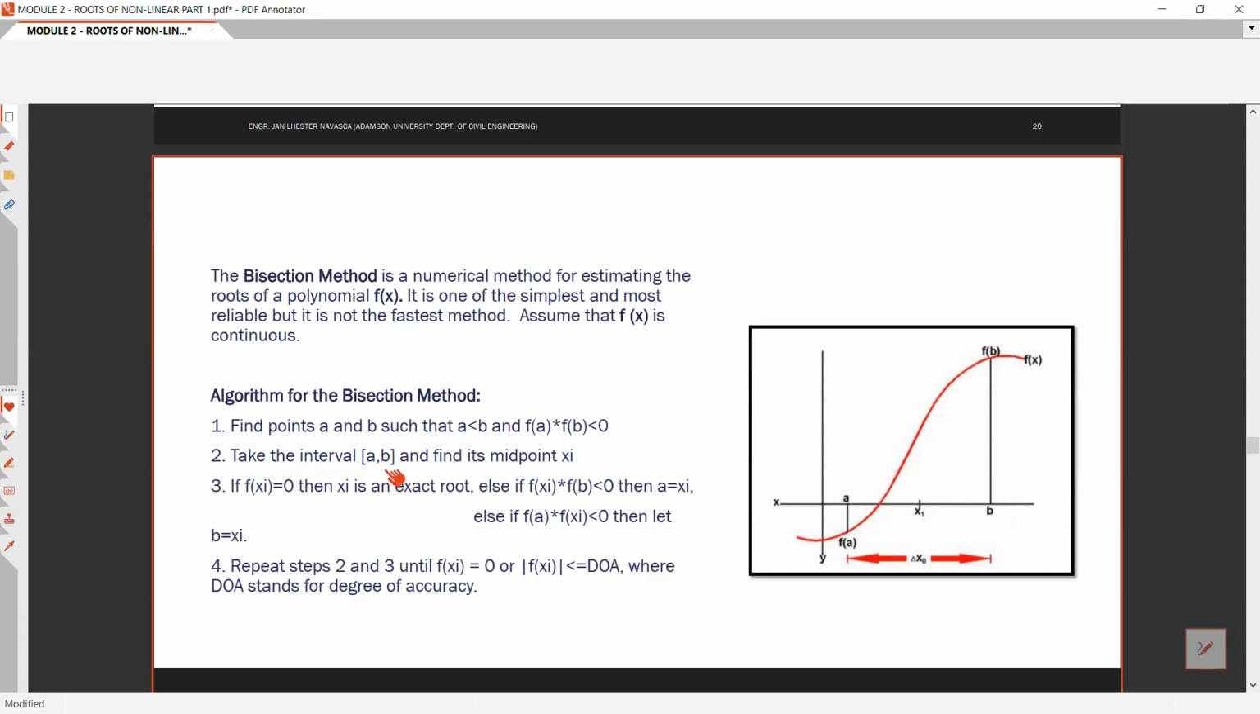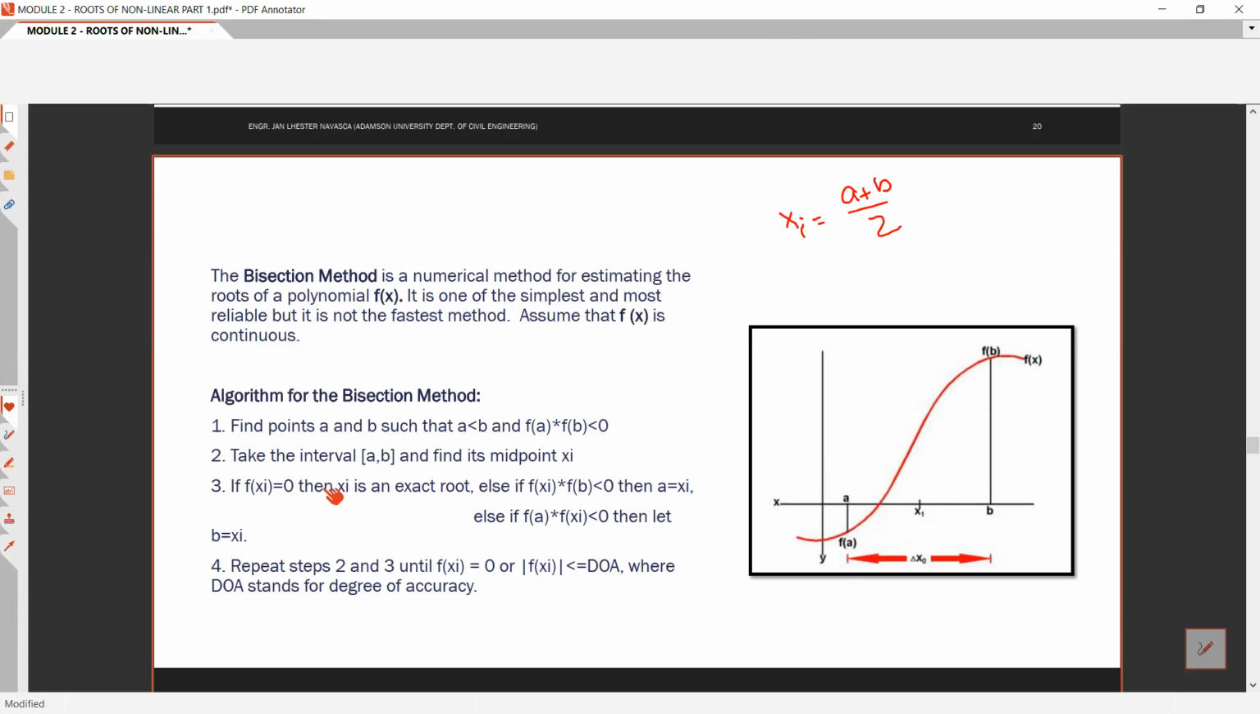After getting the interval A and B, find the midpoint xi. The midpoint is simply A plus B all over 2. You just find the midpoint.